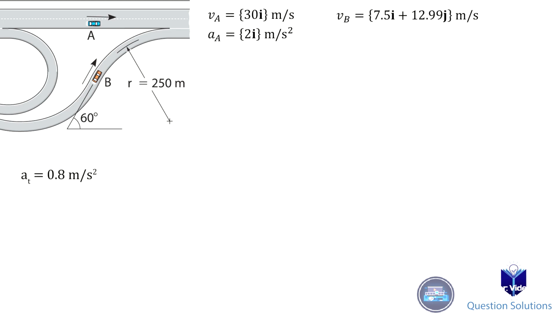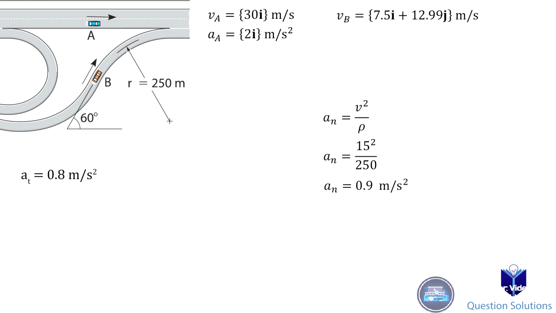The tangential acceleration is 0.8 meters per second squared, which is given to us in the question. The normal acceleration can be found using this equation. The radius of curvature is 250 meters and the velocity is 15 meters per second. So let's plug those in and solve.